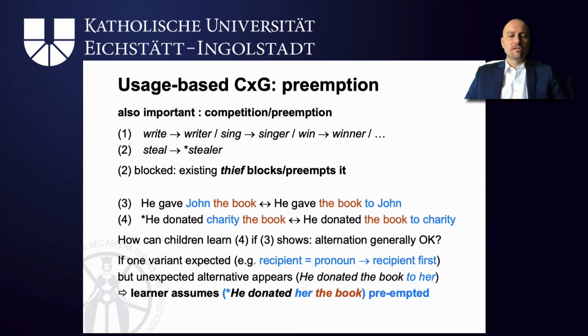So the learner can assume, and by this we mean unconsciously detect, that he donated her the book is not possible. It should strongly be expected because the recipient is a pronoun, but you don't get it, so the child can unconsciously assume that this structure is preempted, so that the structure he donated the book to her is the structure that preempts, prevents this other structure.